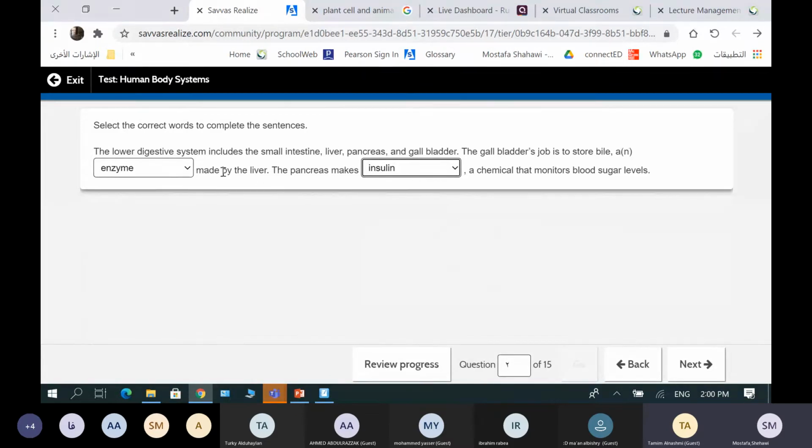So the liver produces an enzyme called bile. This bile is stored in the gallbladder before it's released into the small intestine. The pancreas also releases insulin, a chemical substance that monitors and controls the blood sugar level. So people with diabetes can't produce that much insulin. They have irregularities in the pancreas, so they have diabetes, of different types.